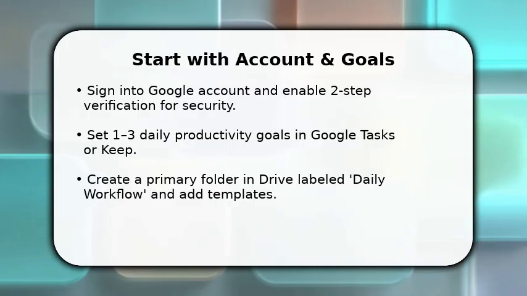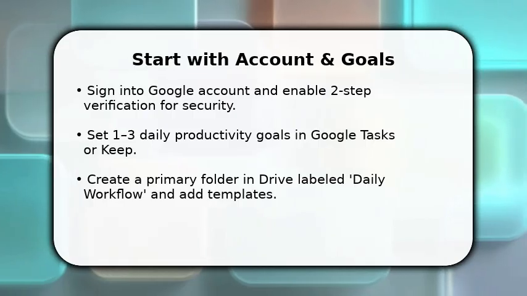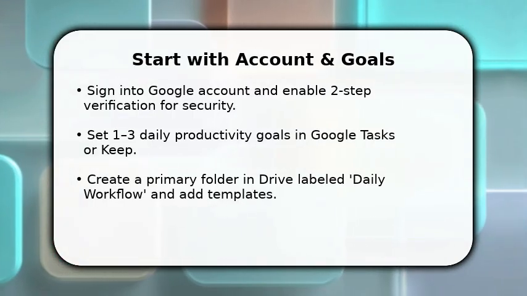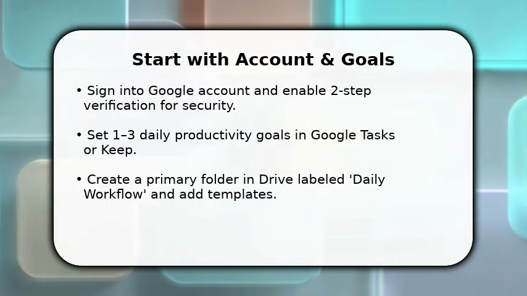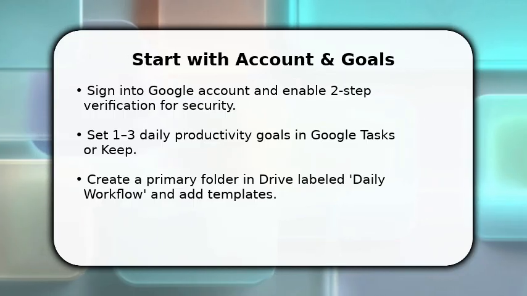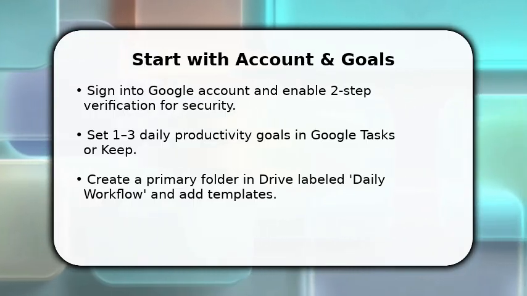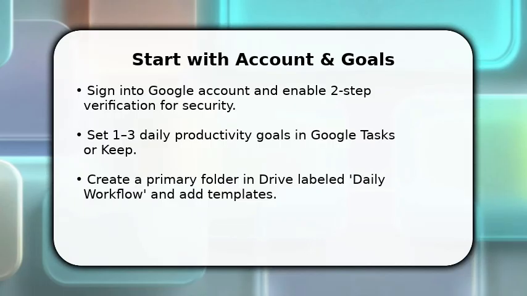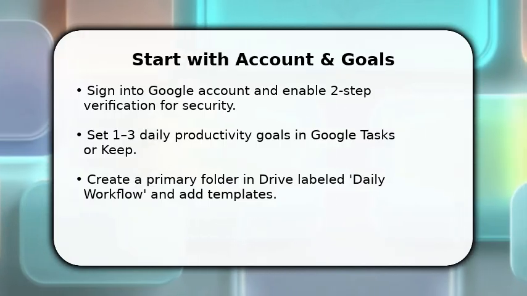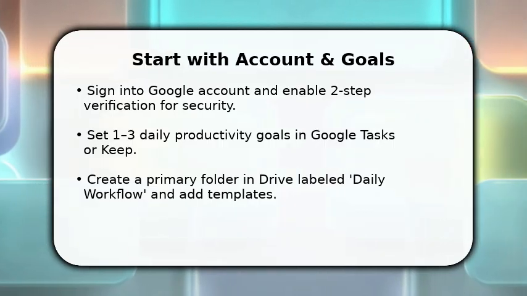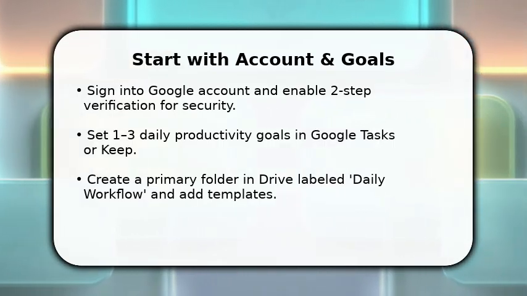You begin by signing into your Google account and securing it with two-step verification. This protects everything you do. Once done, open Google Tasks or Keep and enter 1 to 3 concrete daily goals so you have a measurable focus. Then create a daily workflow folder in Drive and add templates for notes, meeting agendas, and checklists. These prerequisites let you start automating and batching work immediately instead of wasting time on setup later.